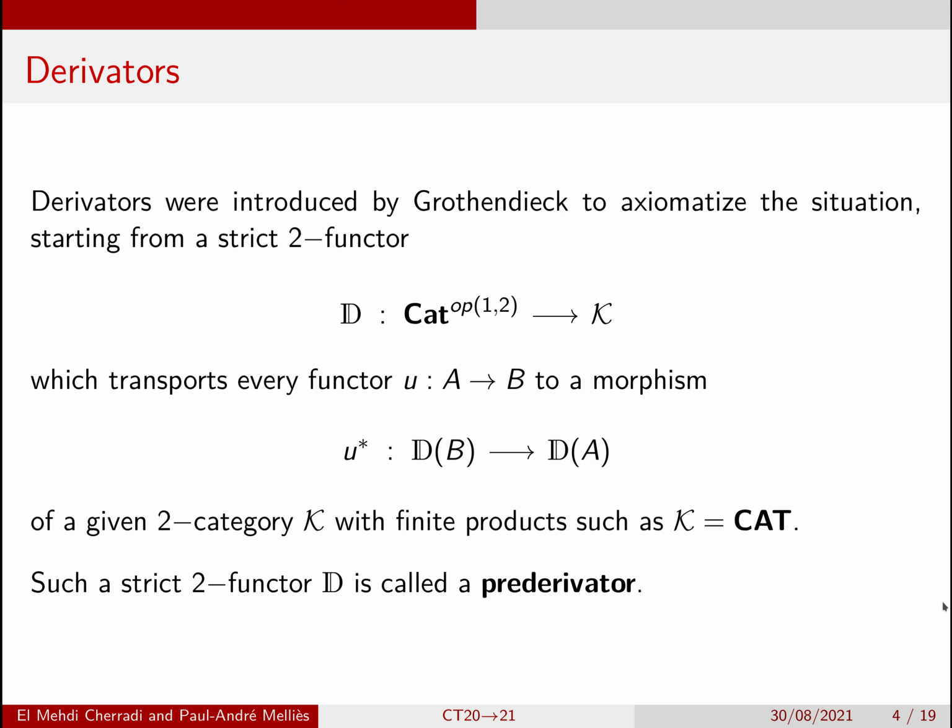This leads us to the notion of derivators. Derivators were introduced by Grothendieck to axiomatize the situation, starting from a strict 2-functor from Cat^op, where 1, 2 means that both the morphism and the 2-cell directions are reversed, into K, which is a given 2-category with finite products. Historically, K is Cat, the category of large categories. And note the action of this functor D on a morphism U as U star. Such a strict 2-functor D is called a prederivator.